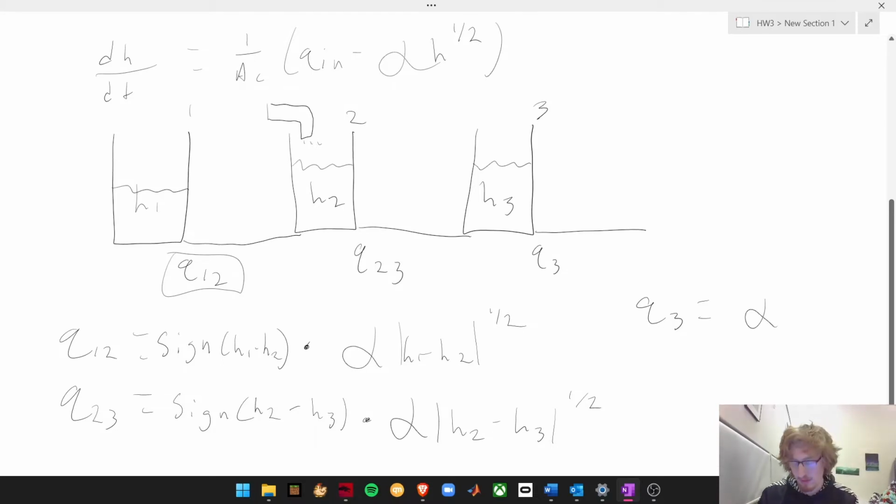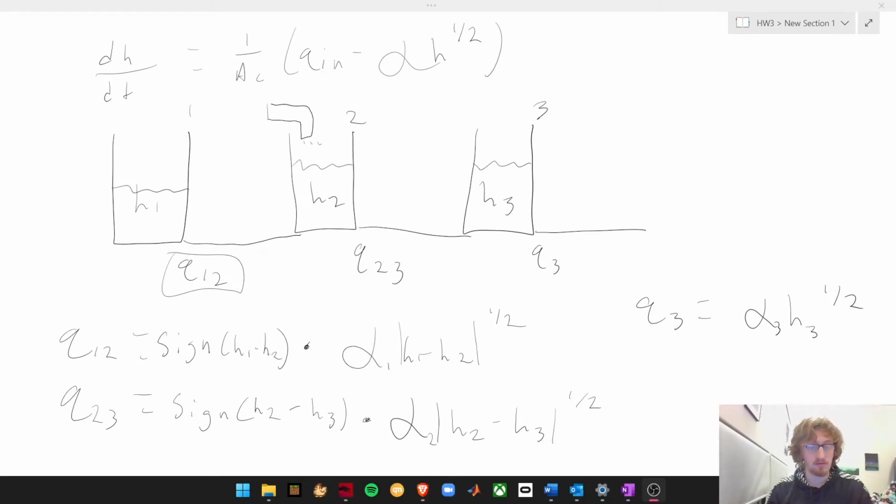And then we'll multiply that by our height of 3 to the 1/2. It's important to note here that these proportionality constants might be different for each of the tanks. So we'll go ahead and denote that. This will be the proportionality between tank 1 and 2, or proportionality between tank 2 and 3, and then the proportionality of the outflow of tank 3.